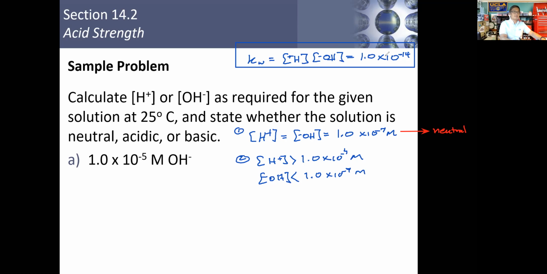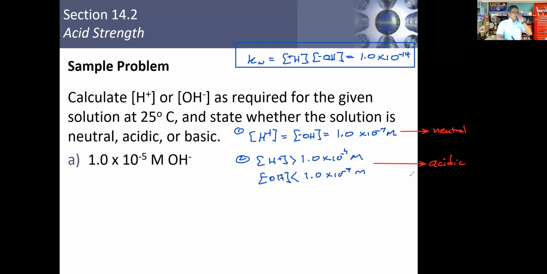Okay, so if this is true here, then what we say about this solution is that it is an acidic solution. So if we have a situation where the hydroxide ion concentration is less than 10 to the minus 7 and the hydrogen ion concentration is greater than 10 to the minus 7, this is going to be an acidic solution. All right, so let me go ahead and write that down. It will be an acidic solution.